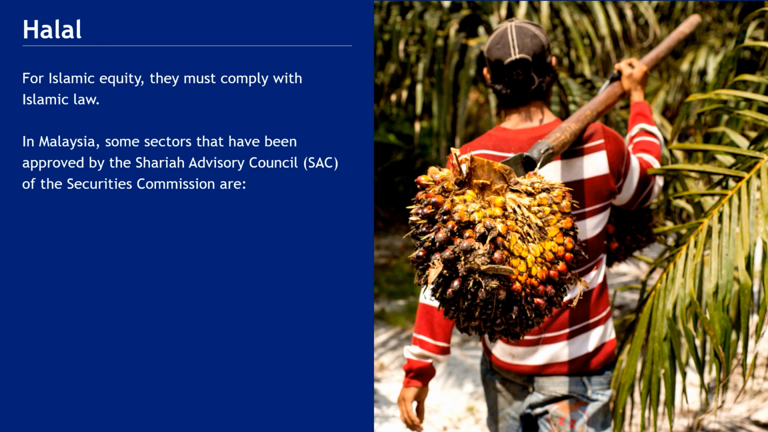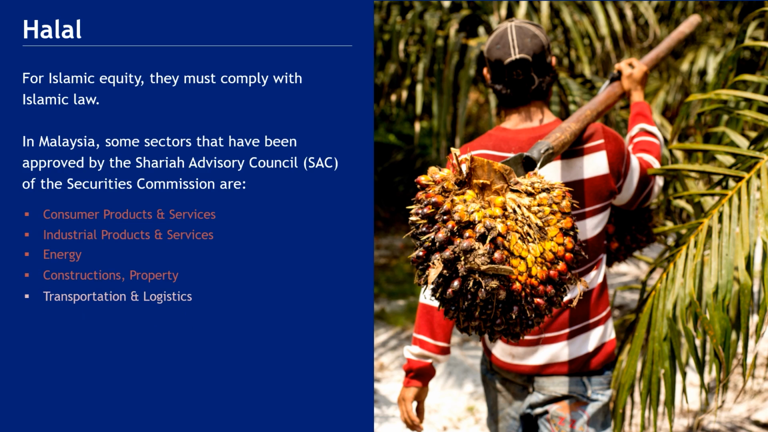In Malaysia, some sectors that have been approved by the Sharia Advisory Council of the Securities Commission are consumer products and services, industrial products and services, energy, constructions, property, transportation and logistics, plantations, healthcare, financial services, utilities, telecommunications and media.